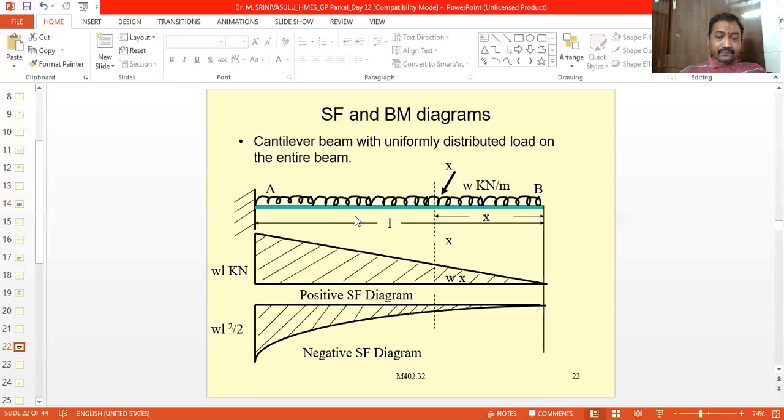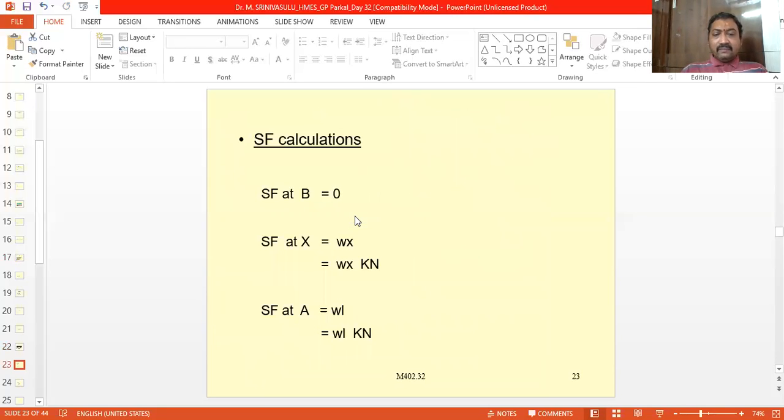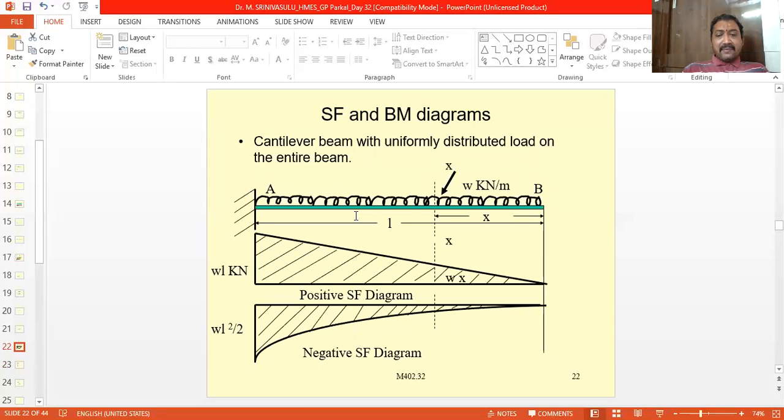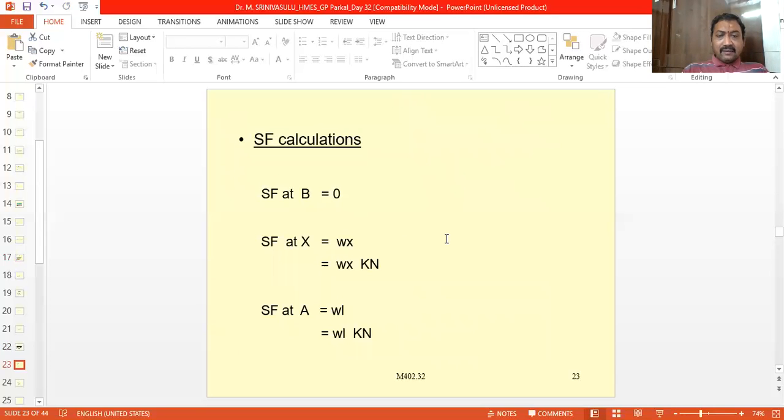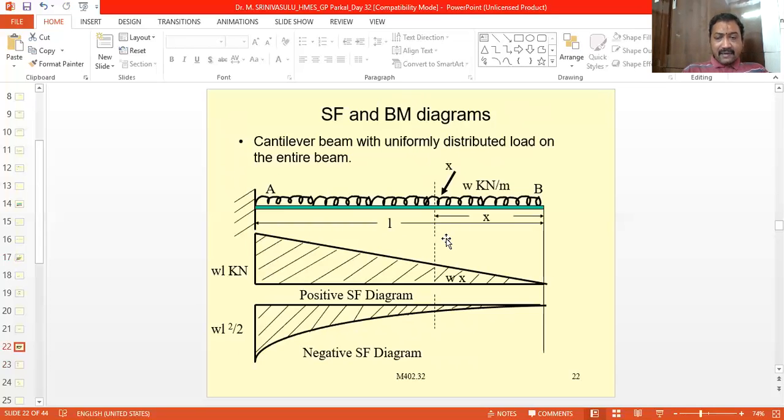Now for this, we have to calculate the shear forces. Consider this cantilever. For the shear force at point B, if we take the right hand side, there is no other force acting. Therefore, the shear force acting at the point B is equal to 0. Now the shear force at X is given by the load to the right of this, and the right side has a distance of x from this end.